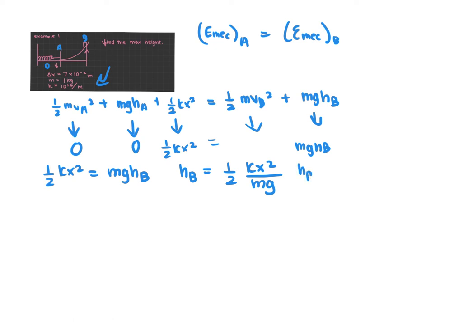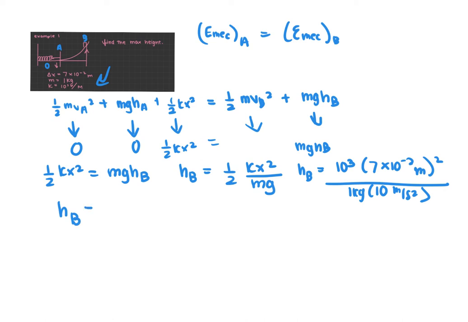We have h_b equals 10^3 times (7 times 10^-2 meters) squared over 1 kilogram times 10 meters per second squared, which is the gravity. And after simplifying that, our answer is going to be 0.25 meters is the max height. And that's the solution to our problem.